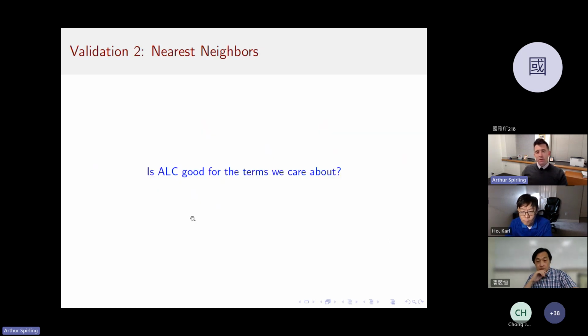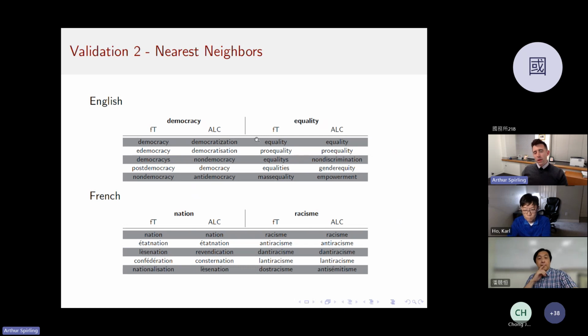Let's maybe do some more interesting validation. For example, because we provide ALC versions of this, look at a word like racism in French. Our nearest neighbors are pretty good, or they're not bad at least. So that suggests that these embeddings work pretty well.